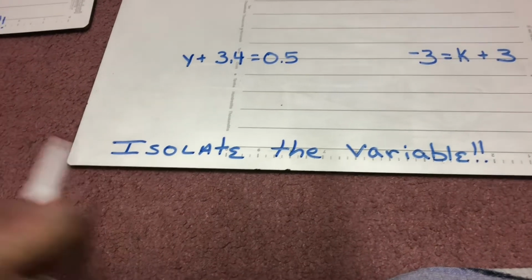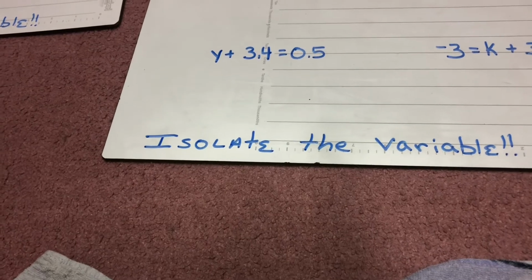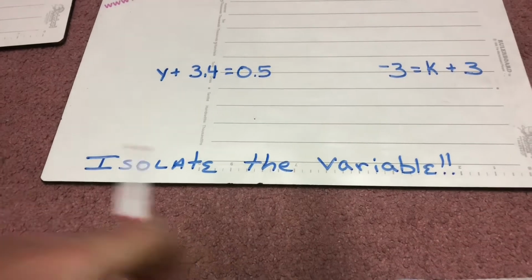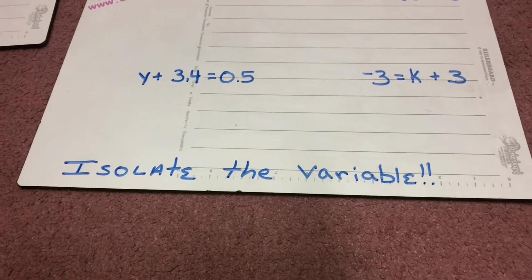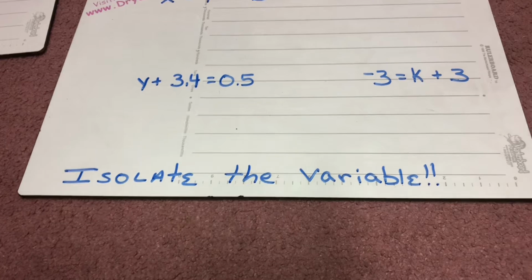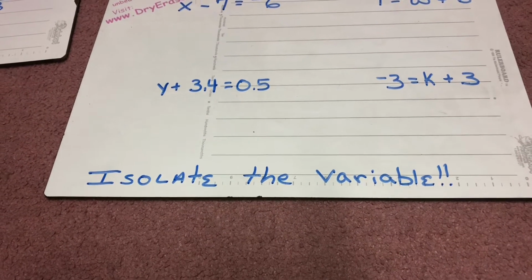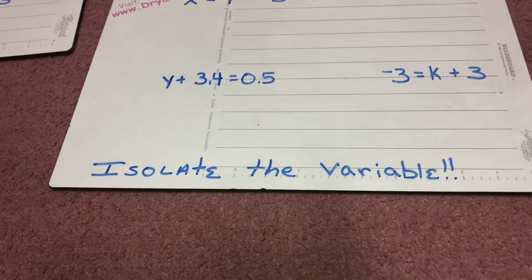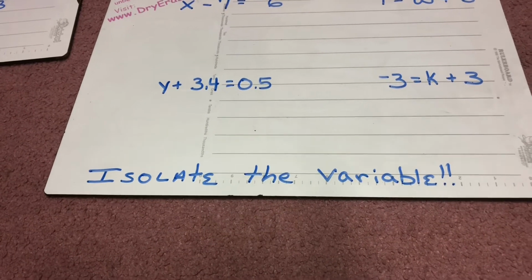First of all, when we isolate something, we put it by itself. It is isolated from the rest of the group. When it comes to equations, the variable is the letter, here it's y, here it's k, or sometimes some sort of symbol, but pretty much we'll use a letter that has a value. It's our job in solving the equation to figure out what that value is. So we want to isolate that variable, meaning we want to put it by itself. That's called isolating the variable.